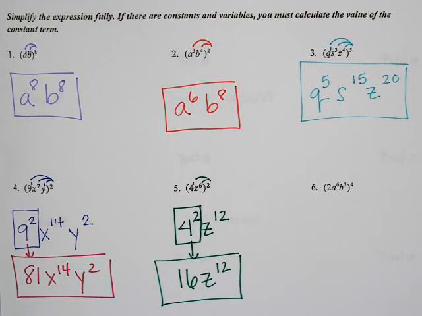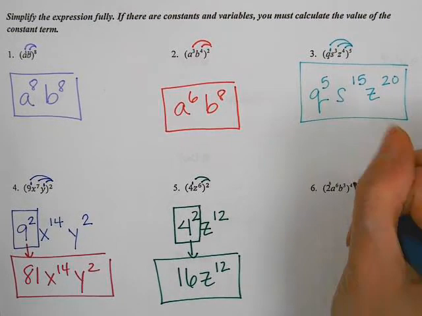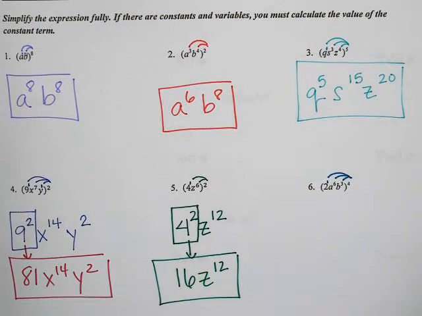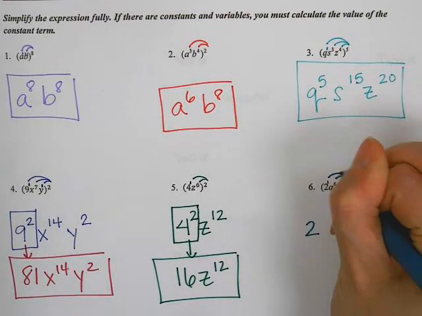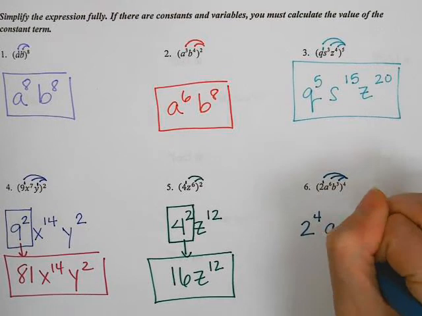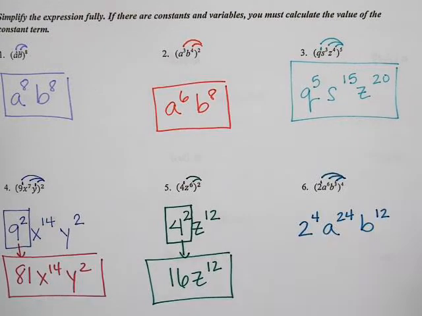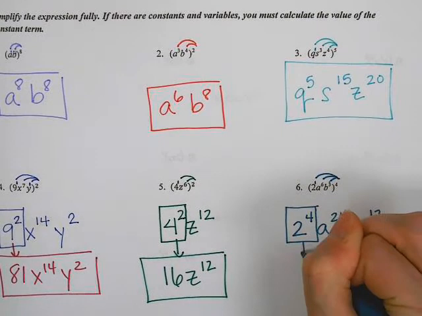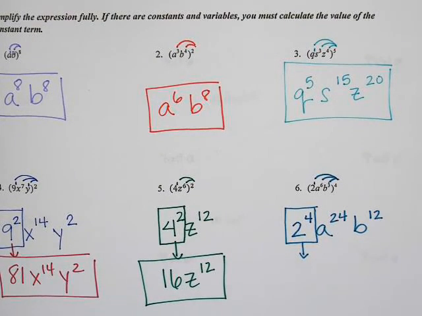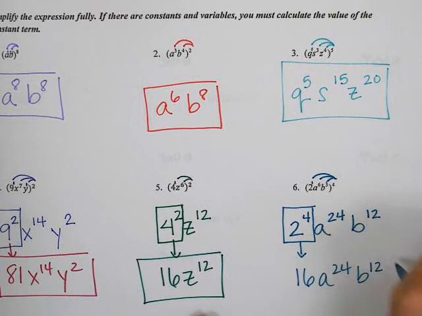All right, and last one, number 6. I would try this one on your own. So pause it, try it, and then check it. Let's give the 2 an exponent of 1, and then let's distribute, distribute, distribute. All right, so let's do the 2 first. It's going to be 2 to the 4th power, a to the 24, and b to the 12. And then any numbers I want you to do, what is 2 to the 4th power? That's going to be, I think, 16. So final answer is 16, A^24, B^12.